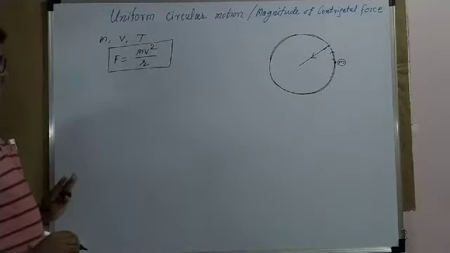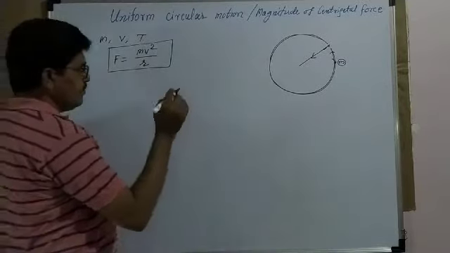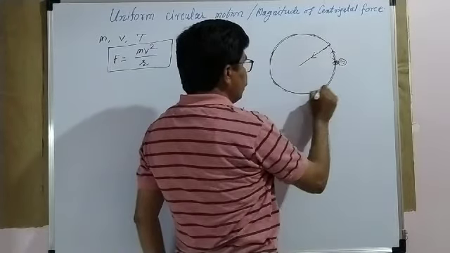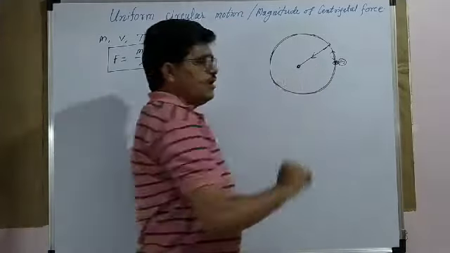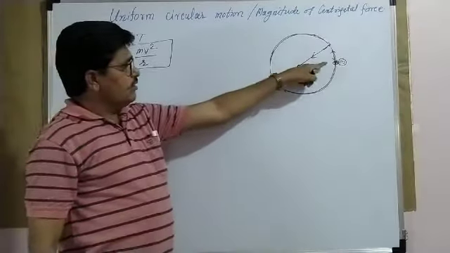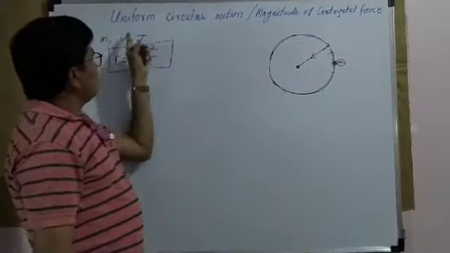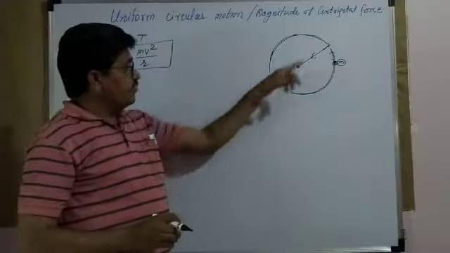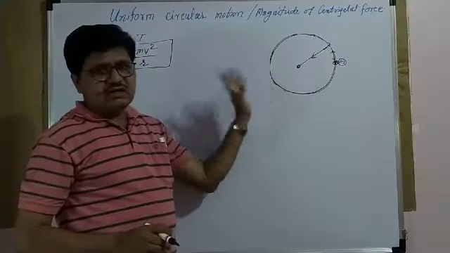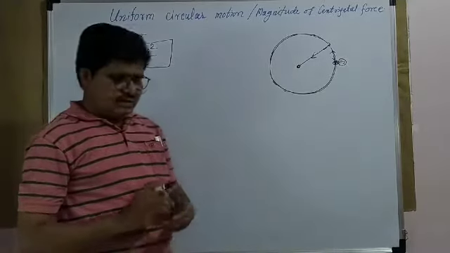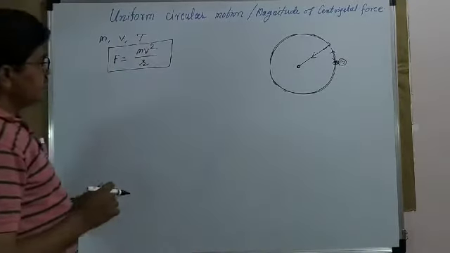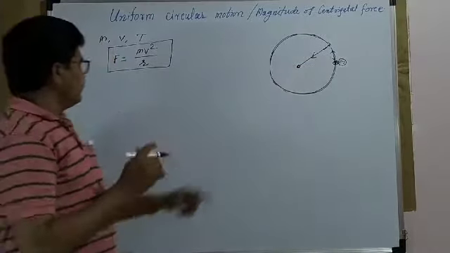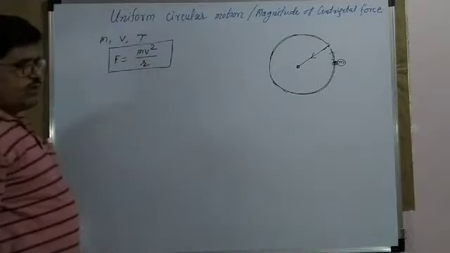Instead of any object, consider the earth and the sun. Suppose this is the position of the earth, and the earth is revolving around the sun along the circumference of a circle. The earth is revolving around the sun in uniform circular motion. At this time, the centripetal force acts on the earth towards the center, towards the sun. How much is that centripetal force? That is also F is equal to mv square by r.